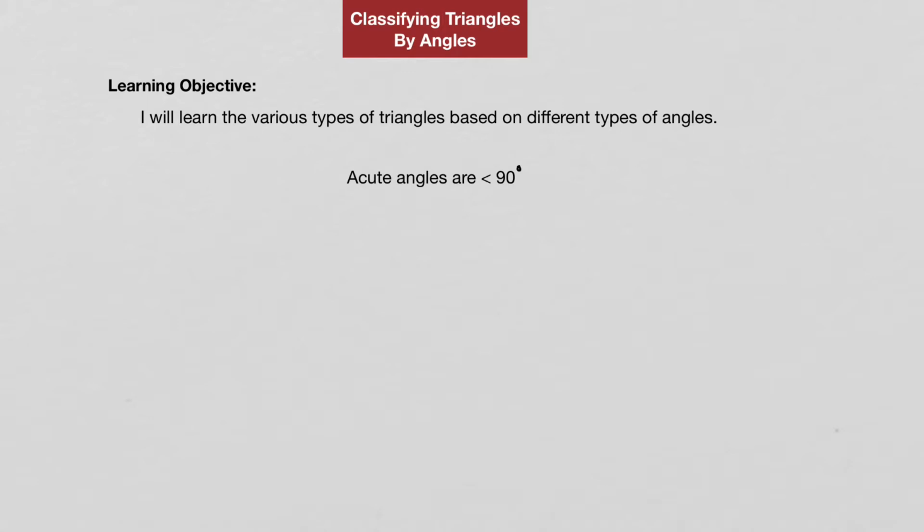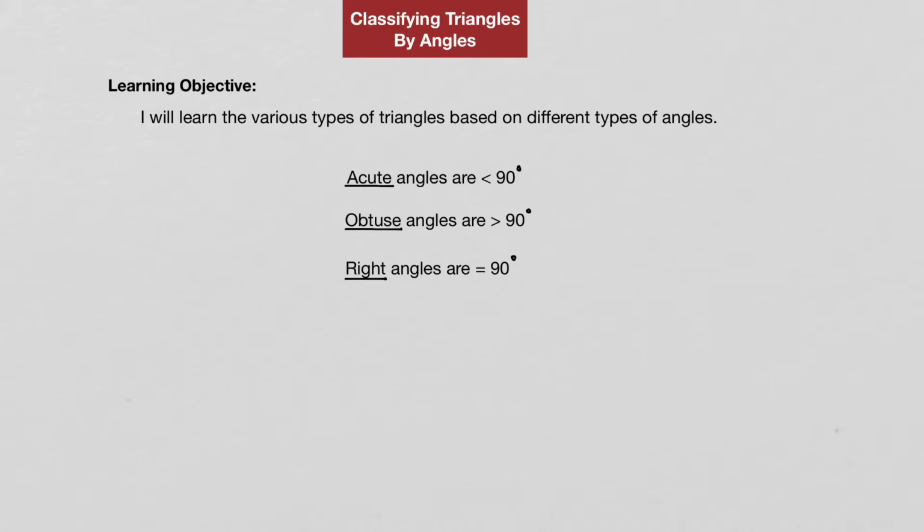Okay, and then angles that are greater than 90 degrees are called obtuse angles. Okay, and then lastly, angles that are equal to 90 degrees are called right angles. Okay, so now that we're familiar with these terms, acute, obtuse, and right, we can apply these to triangles.